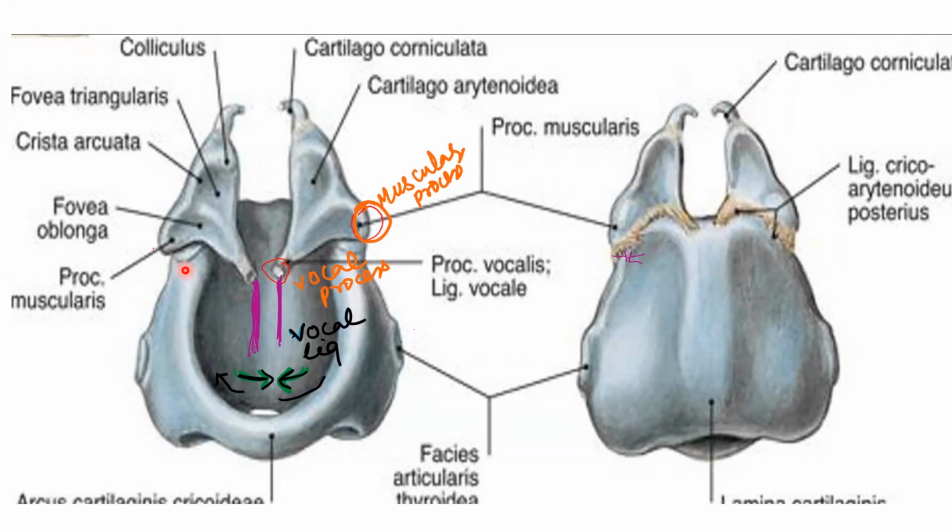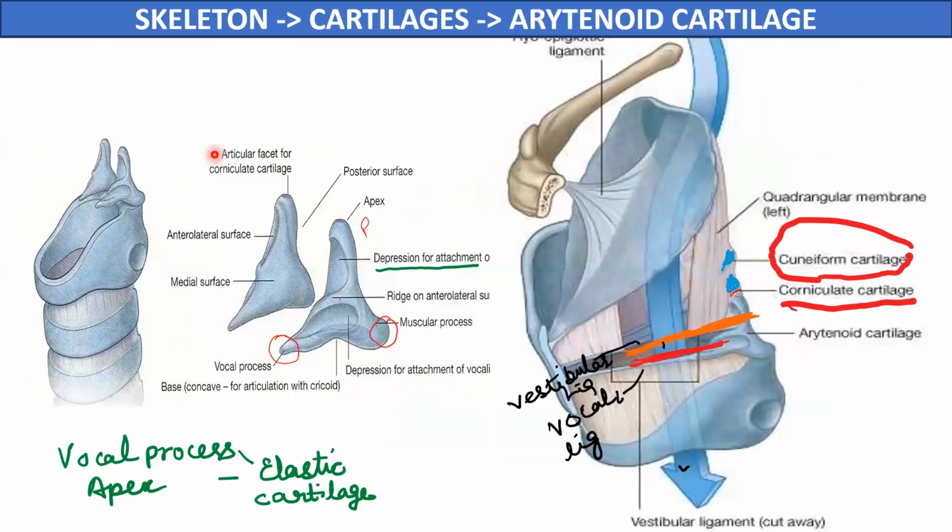And most of the part of the arytenoid cartilage is hyaline in nature, but the vocal process and the apex of the arytenoid cartilage are elastic in nature and will never ossify. The two other small cartilages of the larynx are the corniculate cartilage and the cuneiform cartilage. The corniculate cartilage will articulate with the arytenoid cartilage, while the cuneiform cartilage, which is a small cartilage, is present in the aryepiglottic fold. So these are the small cartilages: the arytenoid, corniculate, and the cuneiform.